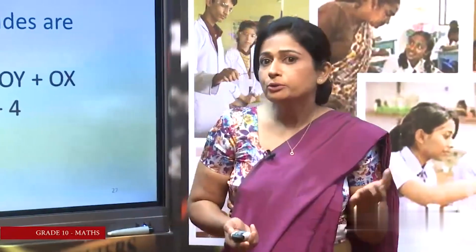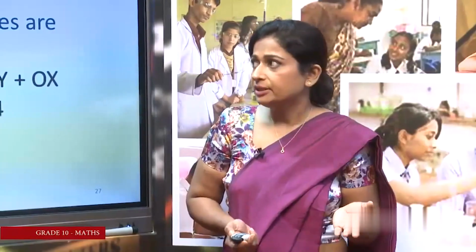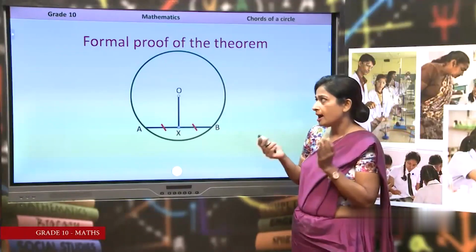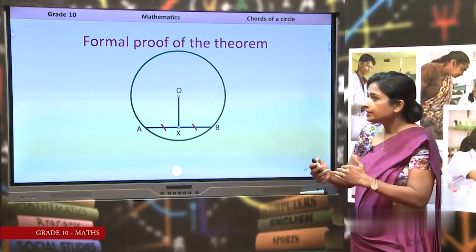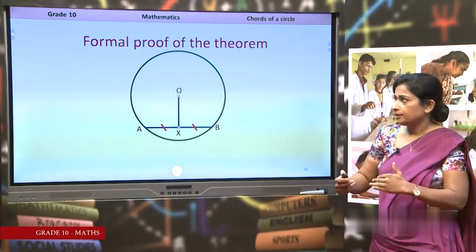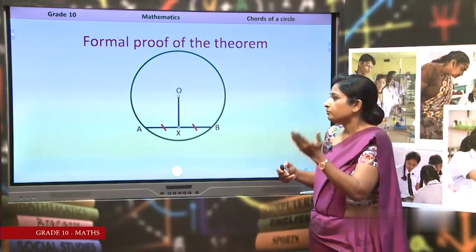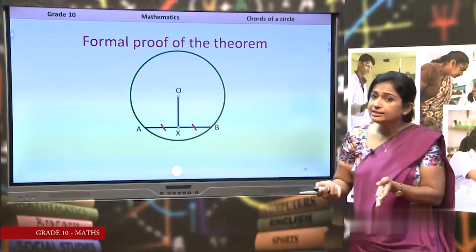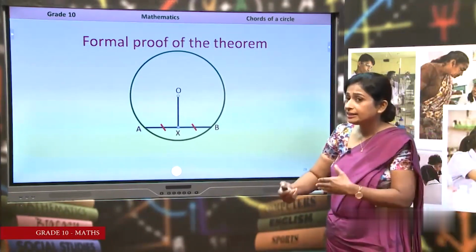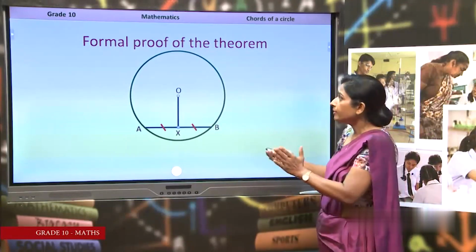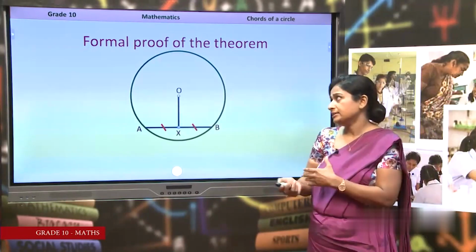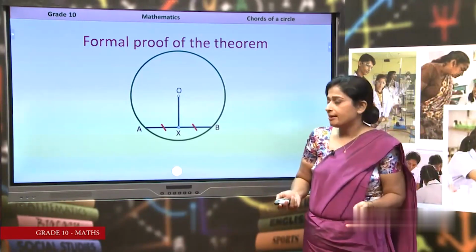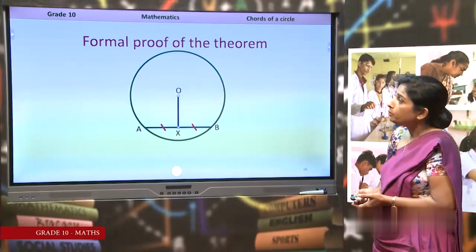How do we do the formal proof of this theorem? Look at this diagram. In this diagram, we are going to prove the theorem that you have learned. In the beginning of the lesson, we did one activity and practically proved the theorem. Here we are going to do the formal proof. This is one theorem we have to practice the formal proof for our exam. How do we do the formal proof?